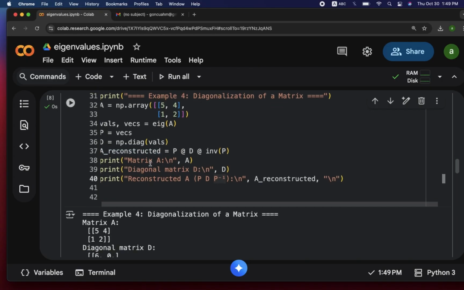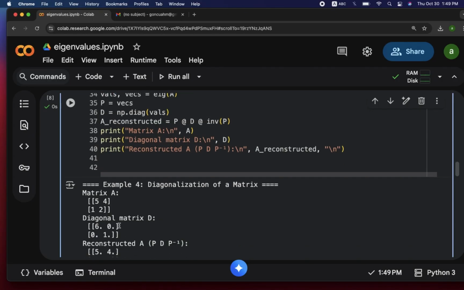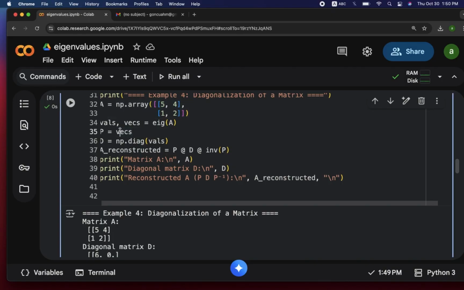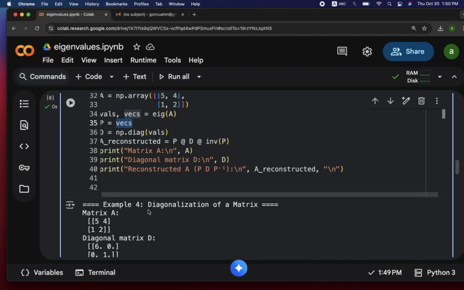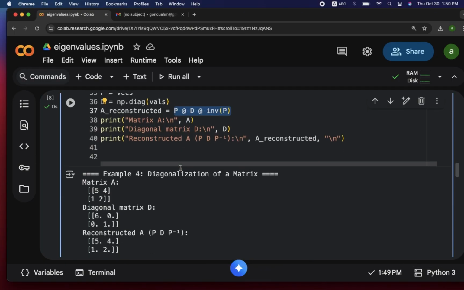We can run this. Here is our matrix A printed on the screen, and then the diagonal matrix, which contains the eigenvalues, which are 6 and 1. Then we can reconstruct matrix A with this linear algebra operation. We have our matrix P, which contains the eigenvectors, and then we take the inverse of it. We have the inverse of P, and then we make this matrix multiplication. With these three matrices, we should get back the original matrix A that we started with.